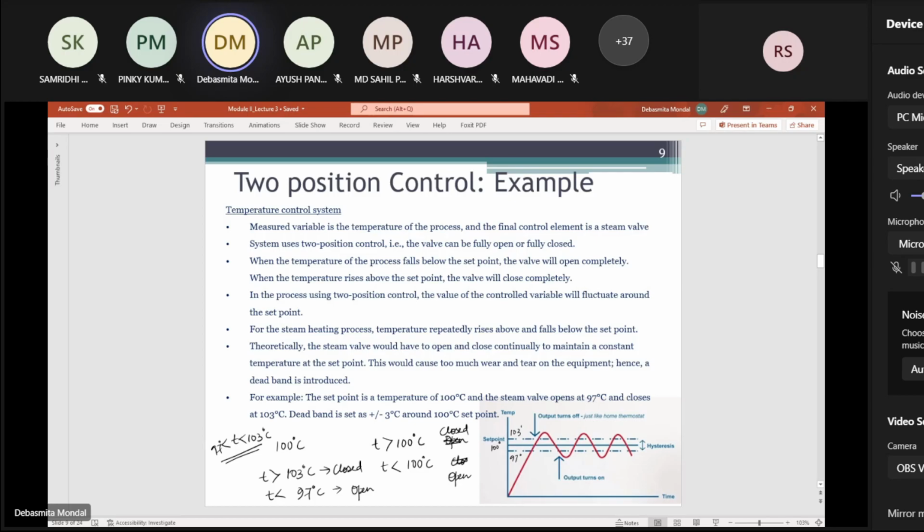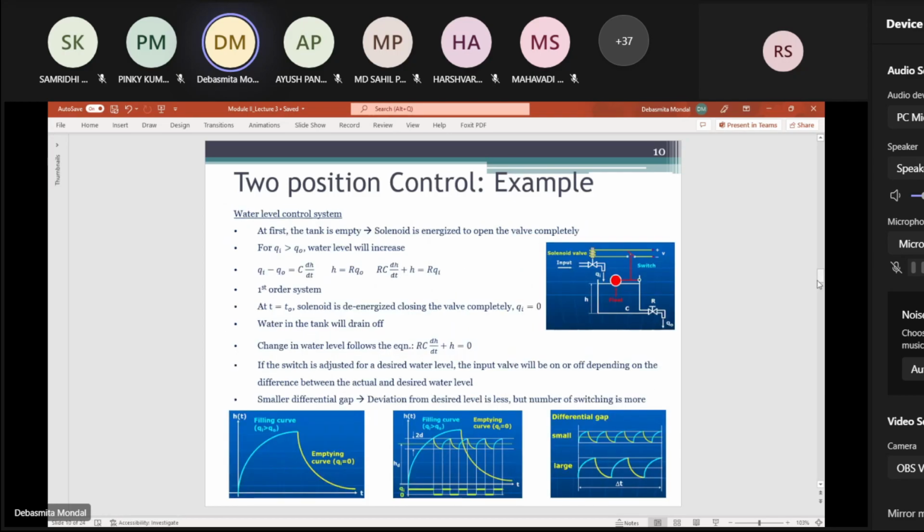Similarly, if you see another example, where you have a water level control system, this is also a similar kind of system. So this is the water level.